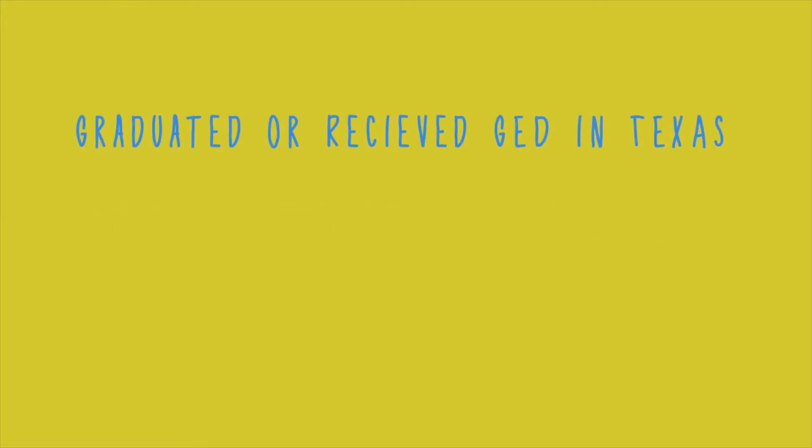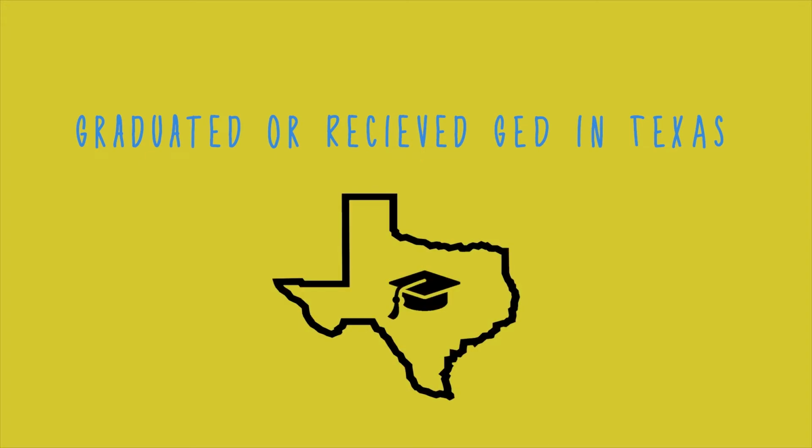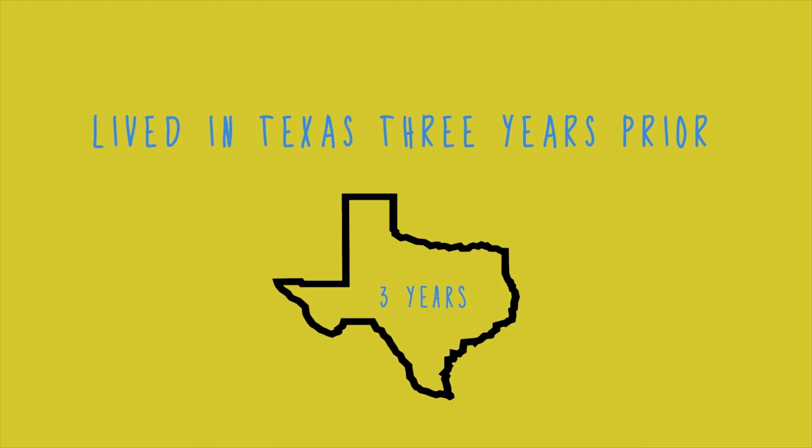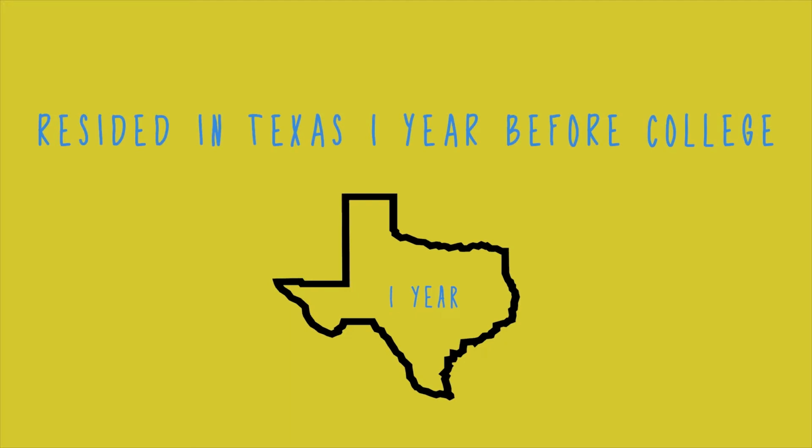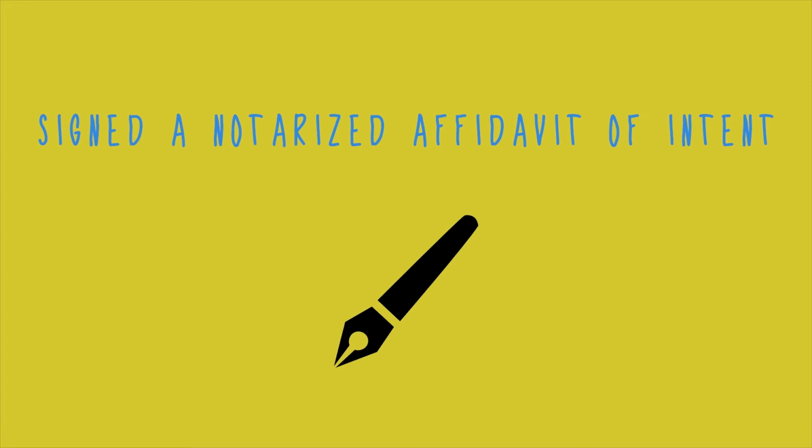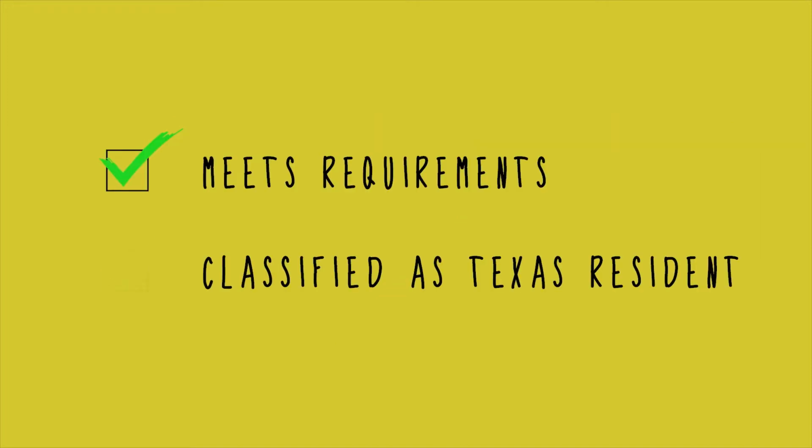The student must have graduated from a Texas high school or received a GED in Texas, lived in Texas 3 years prior to graduating high school or receiving a GED, must reside in Texas for at least 1 year leading up to college enrollment, and must sign a notarized affidavit of intent. Students meeting these requirements and who are classified as Texas residents by their college can apply for state financial aid.